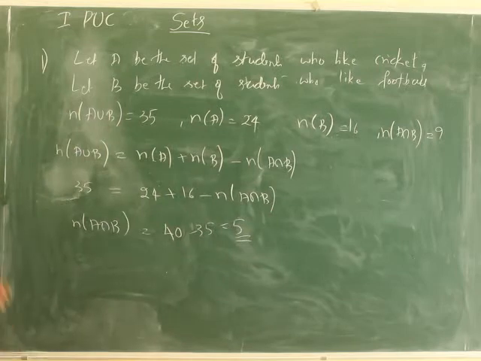40 minus 35 is 5. Therefore, 5 students like to play both games.